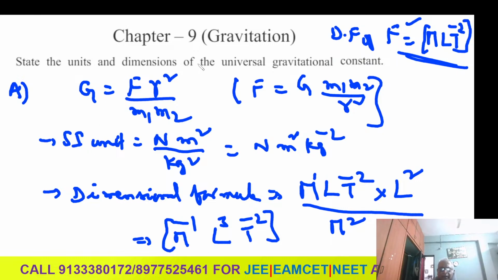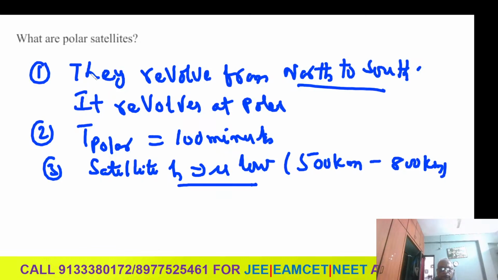Hydrogen is abundant around the sun but not around the earth; I already explained that. What are polar satellites? They revolve from north to south around the earth, over the poles. The time period of a polar satellite is 100 minutes. The satellite height is very low, 500 kilometers to 800 kilometers. A geostationary satellite means 36,000 kilometers height.